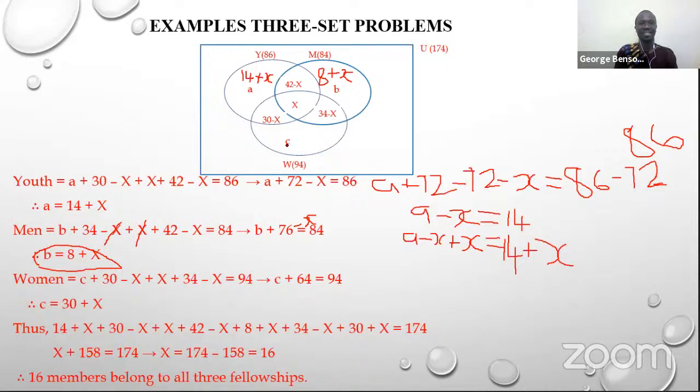Then that's the human fellowship. That one too is this region plus this region plus this region plus this region should be equal to 94. So as you can see, we have said that C plus 30 minus x plus 34 minus x is equal to 94. There's also an omission of x here. So I'll edit it before I put it on the page for you. Okay, so we have 30 plus 34. That will give us 64.